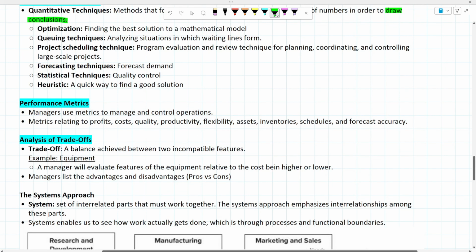So performance metrics. Managers use metrics to manage and control operations, metrics relating to profits, costs, quality, productivity, flexibility, assets, inventory, schedules, and forecast accuracy.